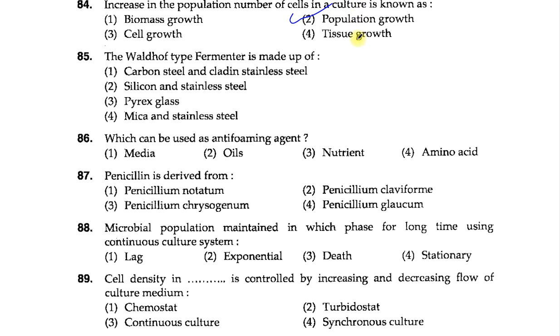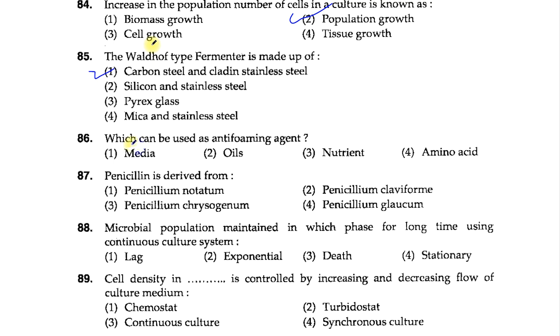Question number 85. The Waldhof type fermenter is made up of 1. Carbon steel and clad in stainless steel, 2. Silicon and stainless steel, 3. Pyrex glass, 4. Mica and stainless steel. So here the correct one is option 1. The carbon steel is clad in stainless steel.